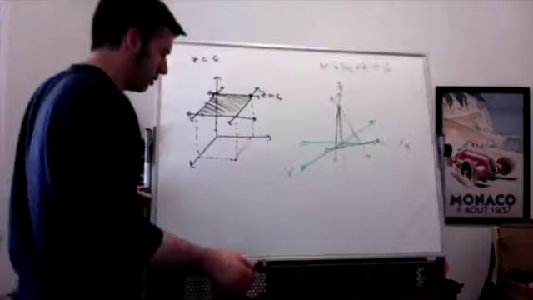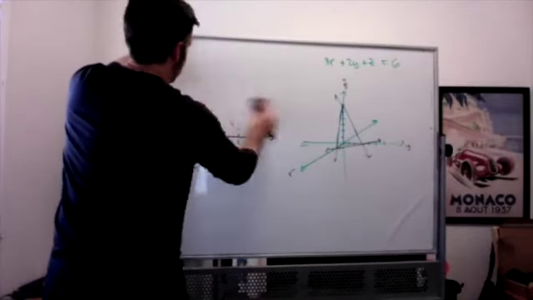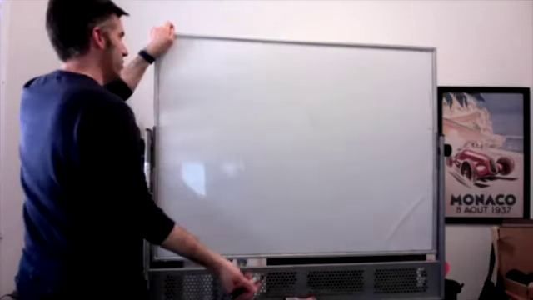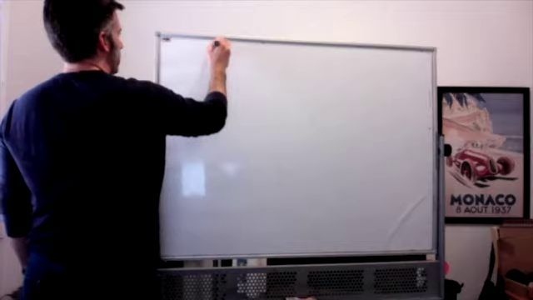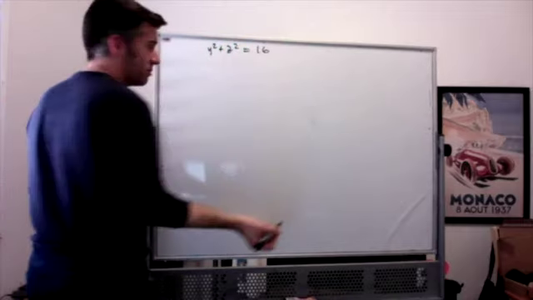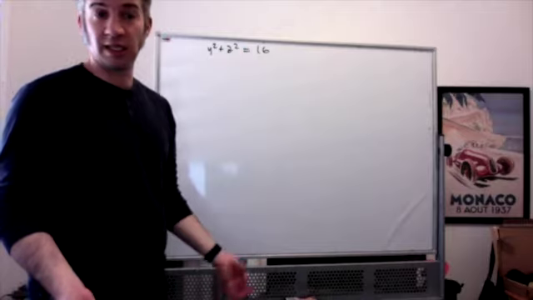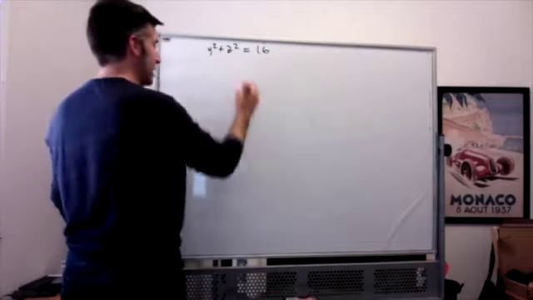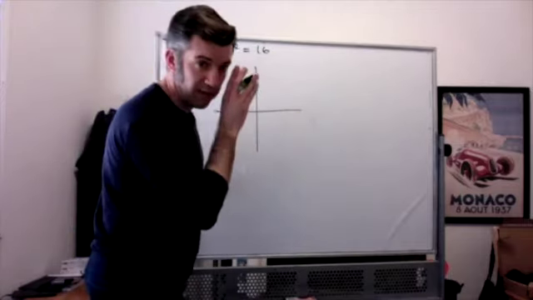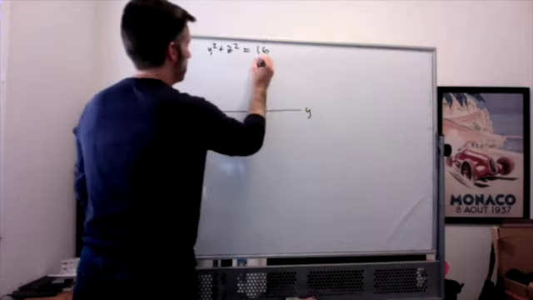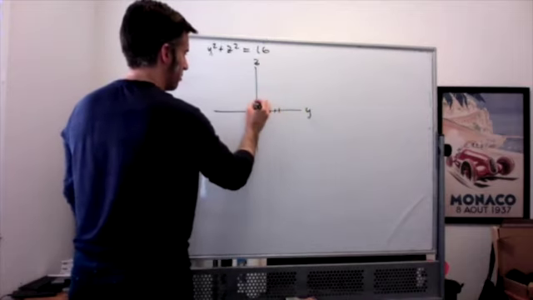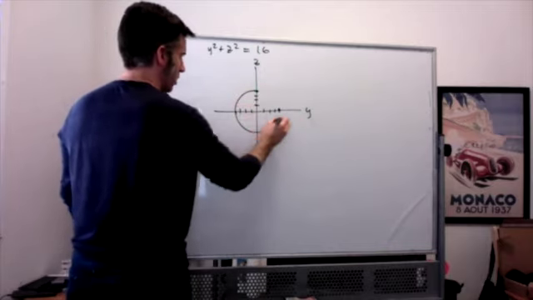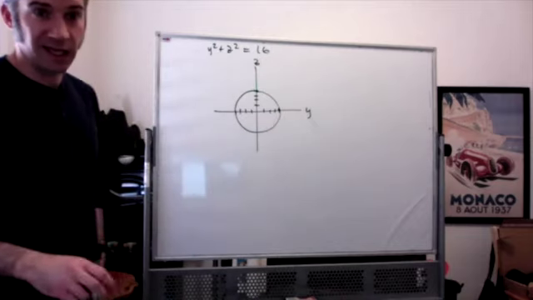Here's a more normal cylinder. Let's do y squared plus z squared equals 16. So y squared plus z squared equal to 16 is a circle centered at the origin, radius of 4 in the YZ plane, which is my favorite plane. Sure, there's a circle. And then we're extending it in the x direction.